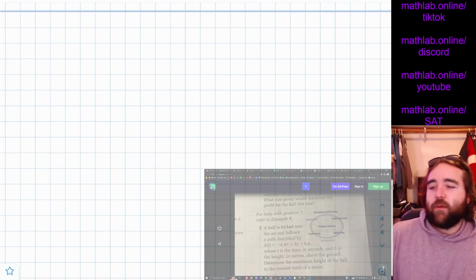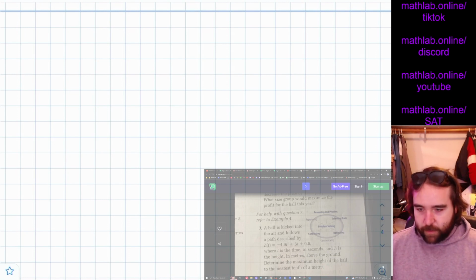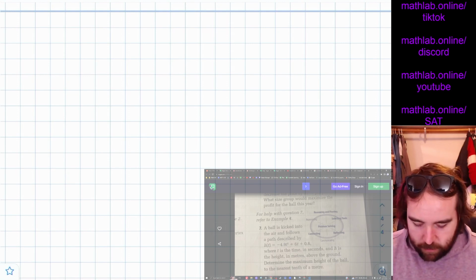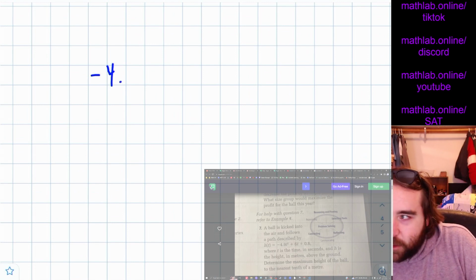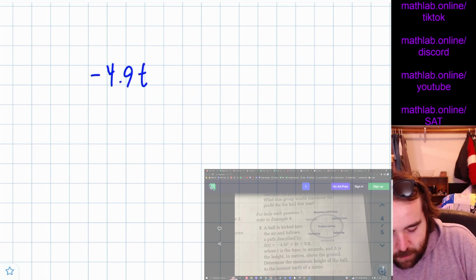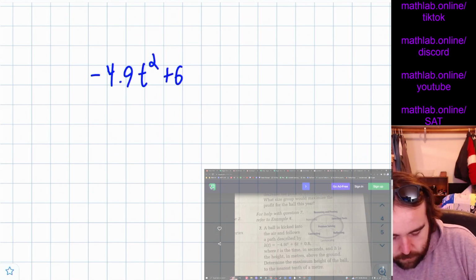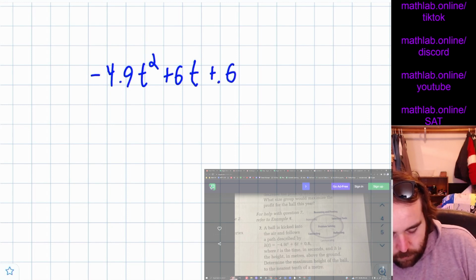Okay, number 7. A ball is kicked into the air and follows a path described by that, where t is the time in seconds. Determine the maximum height to the nearest tenth. Yeah, this is definitely the idea. My idea is definitely what we're supposed to be doing here. You're not in calculus. You're in pre-calc, or you're in 11th grade, which is like pre-calc. So we know you're not in calculus, probably. So we're not taking derivatives.